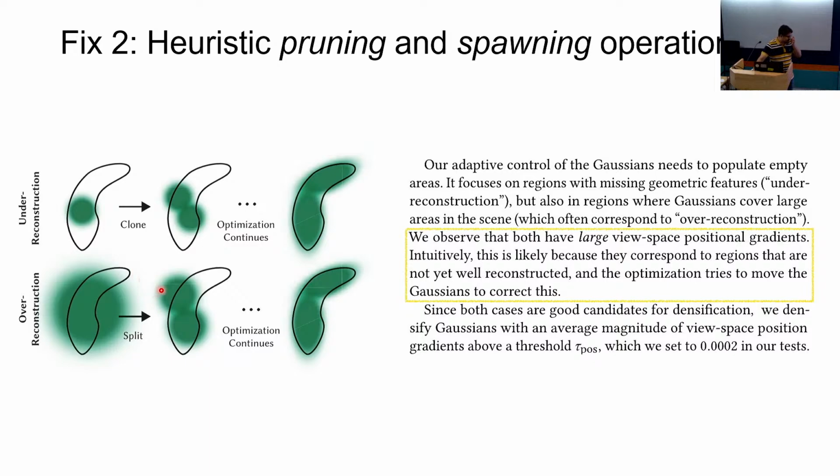Once they check this, how do they check whether it's under reconstruction or over reconstruction? Basically, they check the covariance. If the covariance of a Gaussian is higher than some threshold, then they say that it is an over reconstruction scenario, and it's better to split this Gaussian. If it is small, then they say that you have to clone the Gaussian. So this is the process.